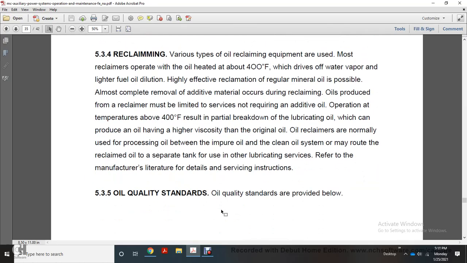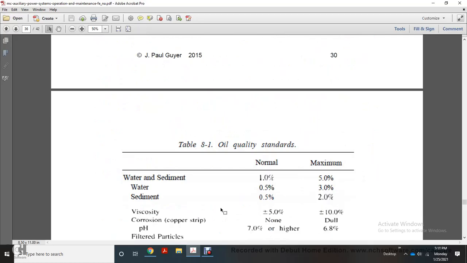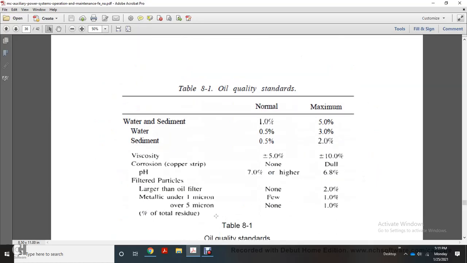Oil quality standards. Oil quality standards are provided below. Water and sediment: 1% to 5% minimum. Water: 0.5% and 3% maximum. Sediment: 0.5% and 2% maximum. Viscosity: plus or minus 5%, plus or minus 10% maximum. Corrosion, copper strip: none or dull, and maximum corrosion copper. pH: 7 or higher, 6.8 maximum.